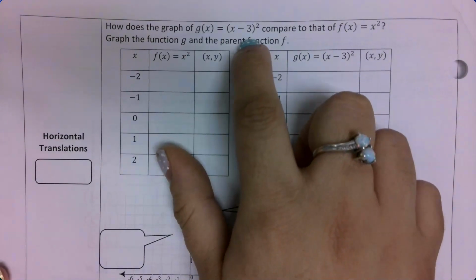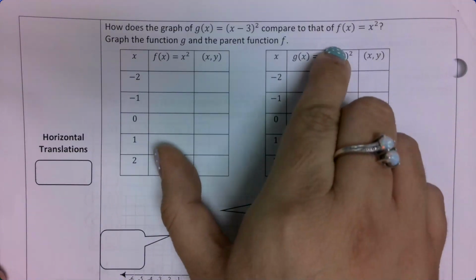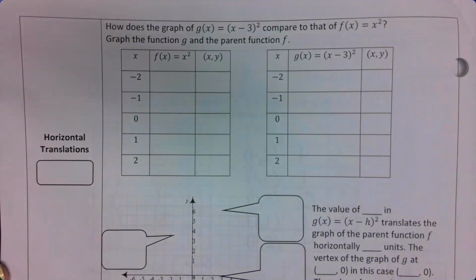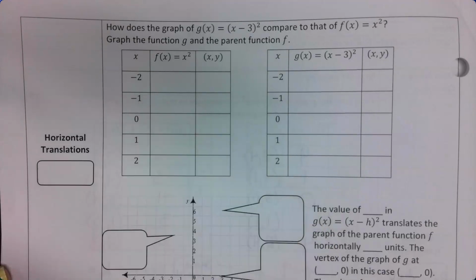So this wants me to compare the graph of g of x equals x minus 3 squared to f of x equals x squared. So this first one is still my parent function. So it's the same parent function we've been dealing with all along.